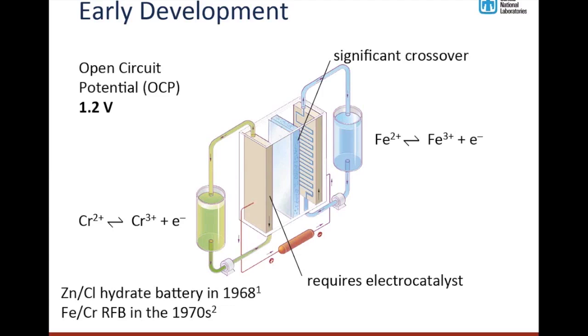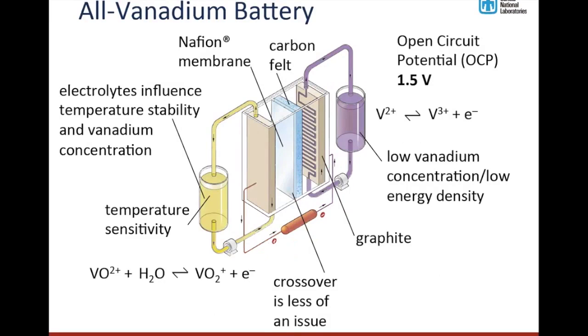And the potential of the battery depends on the chemicals used, as was shown in the plot by Imre. For the iron chromium, it's a 1.2 volt potential in the cell, and so this can be tailored by changing the chemistry, and so we can get up to 1.5 in a vanadium battery, which takes advantage of those multiple redox states of vanadium.